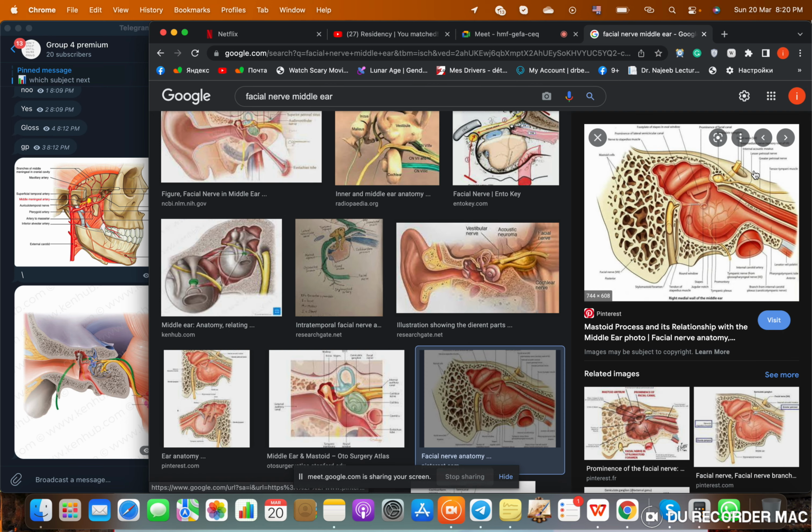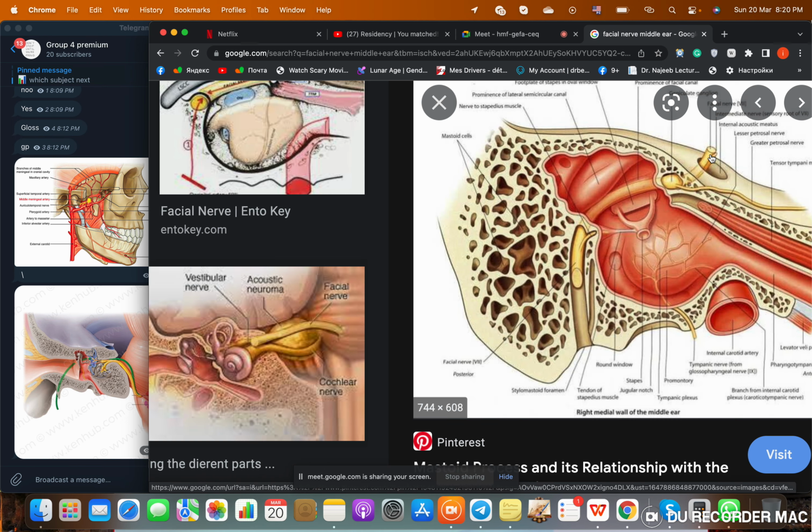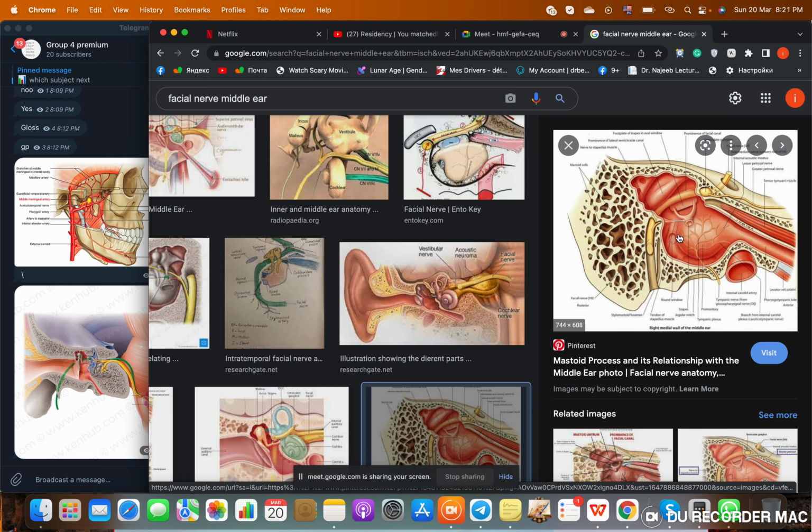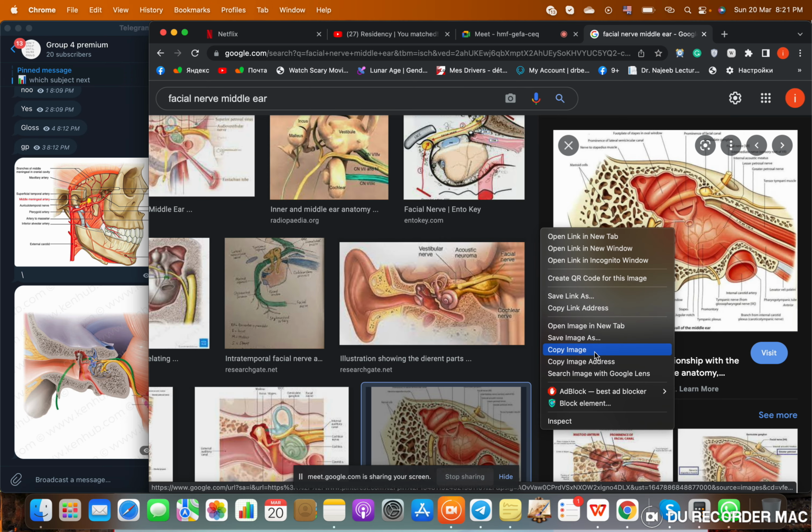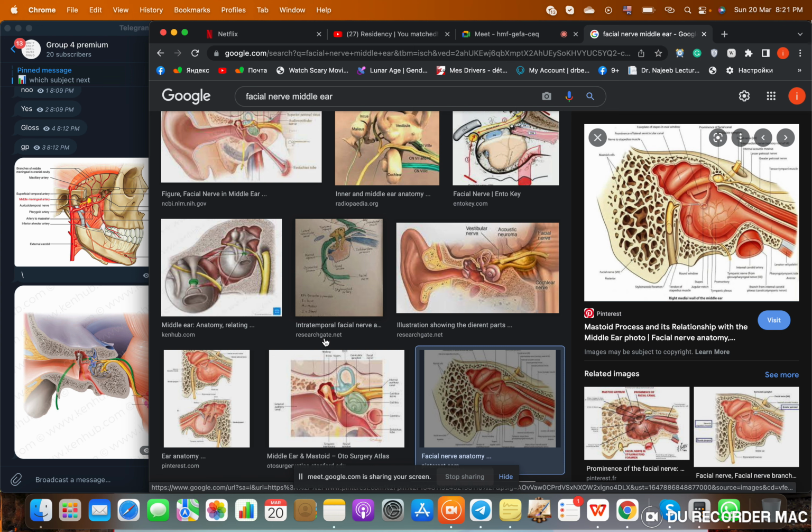Okay, good enough. You can see how it's going through the internal acoustic meatus. It goes superior laterally to the middle ear. This is the middle ear. And then posterior to the middle ear, and then through the stylomastoid foramen, it goes outside of your skull. Okay? You're like, wow, cool story. Why are you telling me about it?